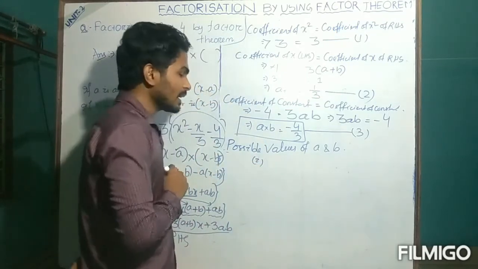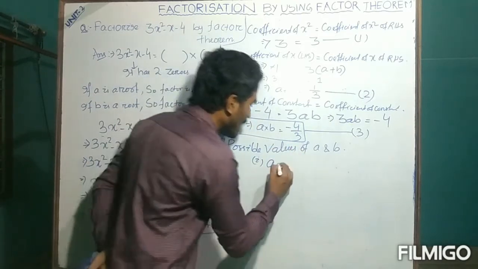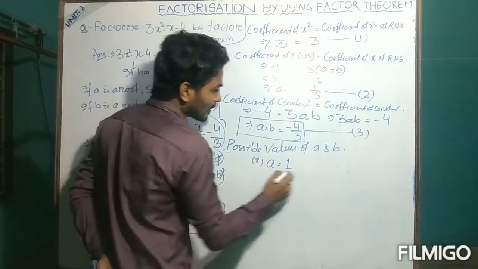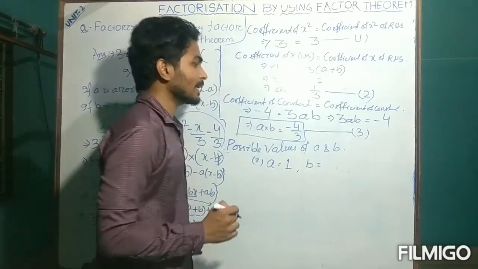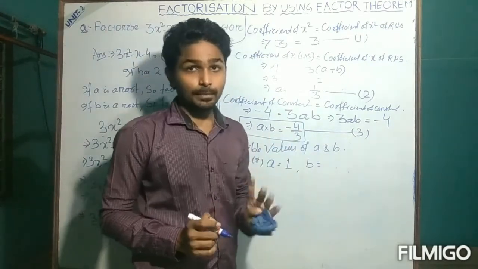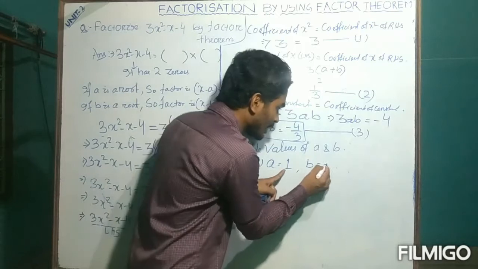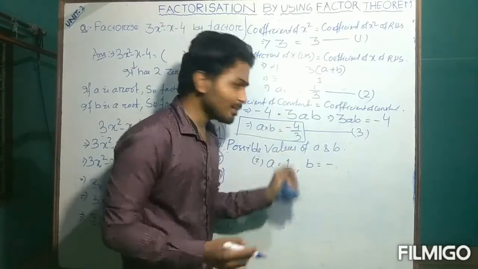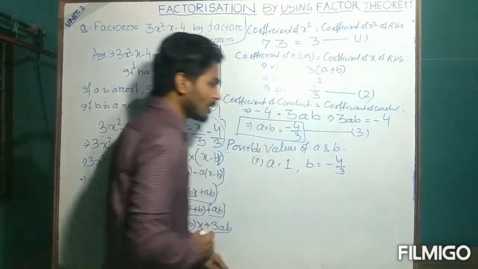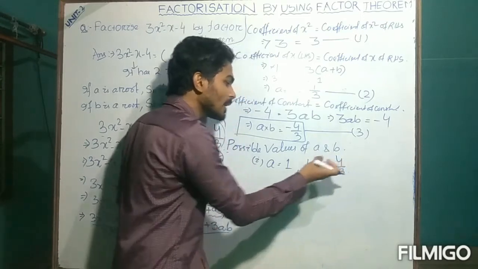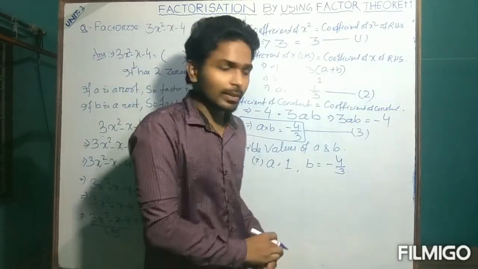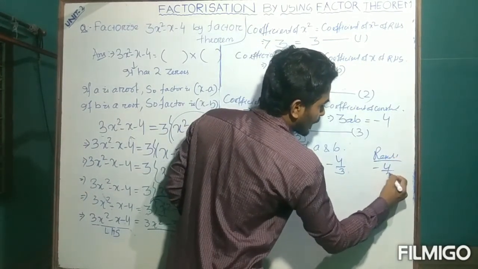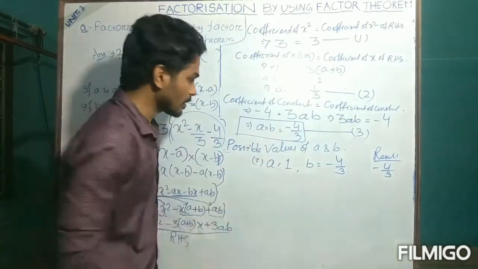First let us take a as 1. If a is equal to 1, then b will be how much, so that the result will be -4 by 3? The result is minus, that means we need a minus here. Clear? We need the result as 4 by 3, so it should be -4 by 3, because any number multiplied with 1 gives the same result. Hence in the result section I can write -4 by 3. This is the first assumption.